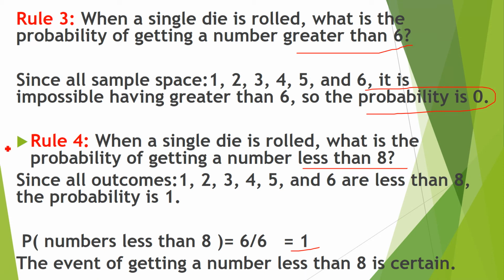So we have discussed 4 rules of probability. The first rule is the range of the probability lies between 0 to 1. The second rule is when we add all the sample space, the outcomes of all the sample spaces should be equal to 1. Rule number 3, if the event is not certain, probability is 0. If the event is certain, then the probability is 1. So it means the probability lies between 0 and 1.